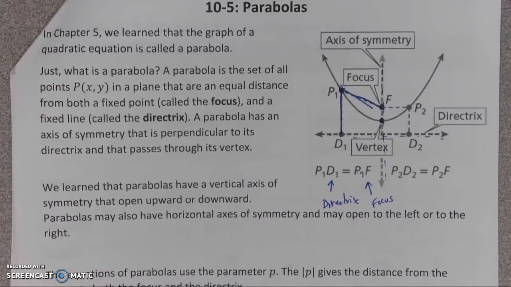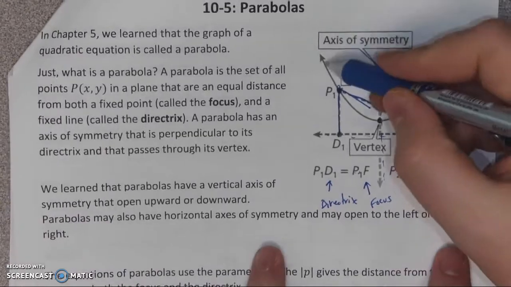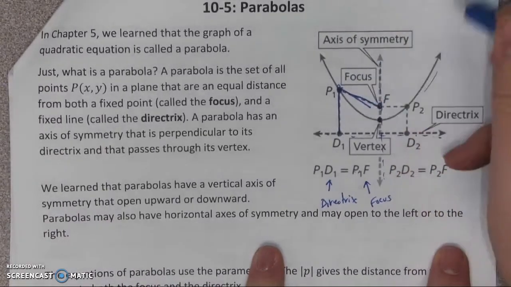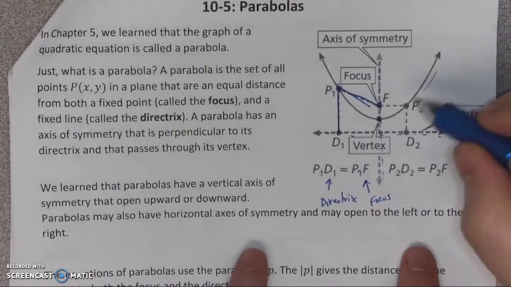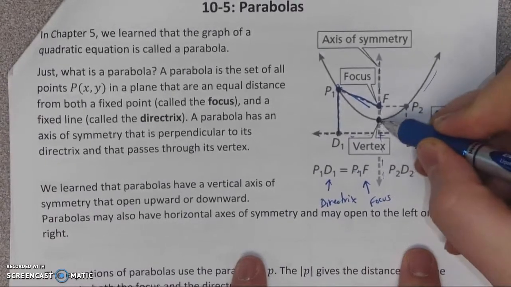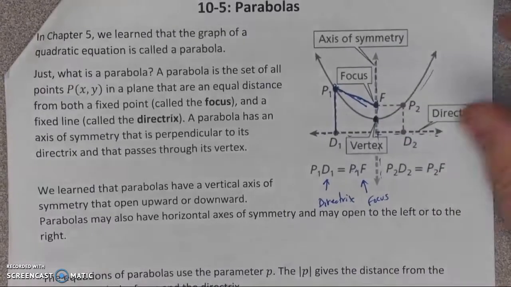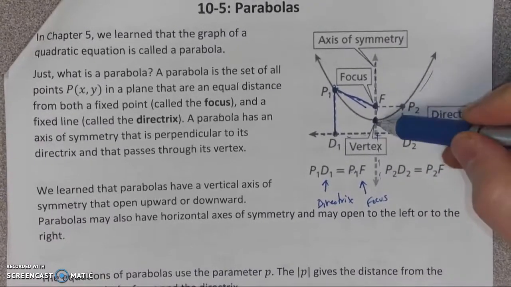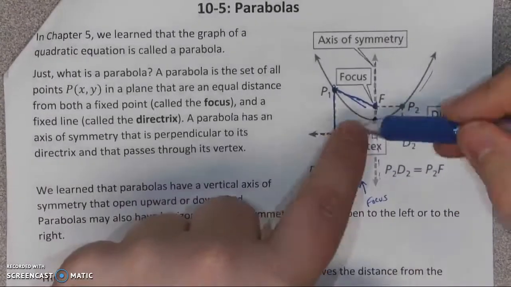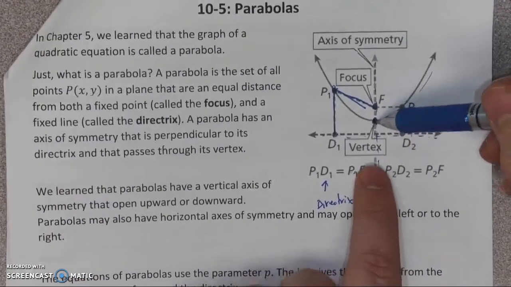A parabola has an axis of symmetry that is perpendicular to its directrix, and it passes through the vertex. So if this is my parabola right here, my vertex is going to be the lowest point on that parabola. In this case, it's the lowest point. It won't always be the lowest point. It could be the highest point, in which case your parabola would open the other way. But this would be your vertex.